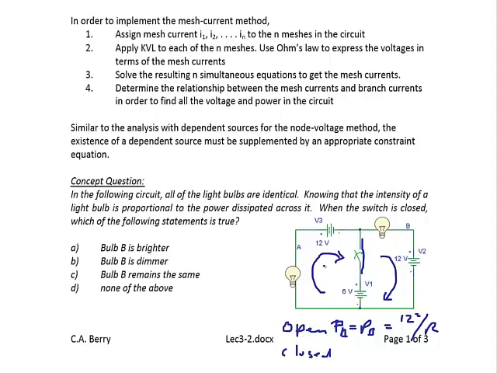For the bulb on the left, the voltage is now 12 plus 6, or based upon KVL, 18 volts. So the power for bulb A is now 18 squared over R. For the bulb on the right, I will have a 12 volt drop and a 6 volt rise, so that would also put another 6 volt rise across bulb B. So the power for bulb B is going to be 6 squared over R. Since they all have the same resistance, when the switch closes, bulb B is actually dimmer because 6 squared over R would be less than 18 squared over R, which makes the answer for the concept question letter B.